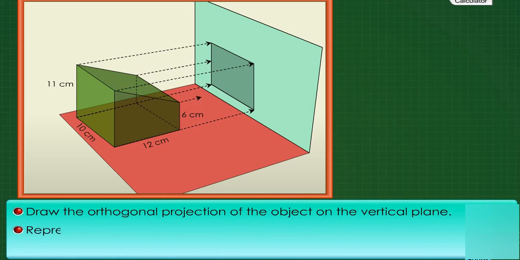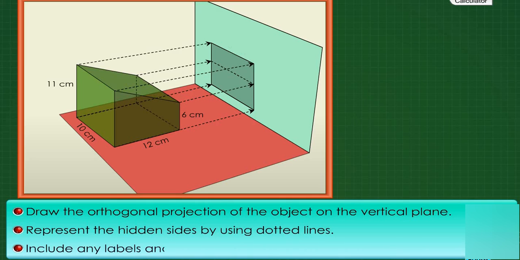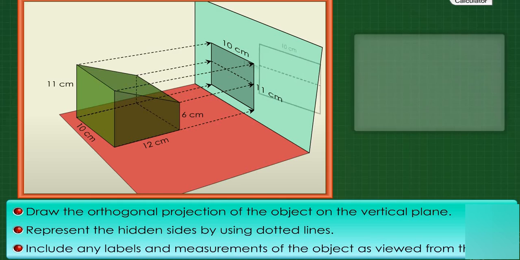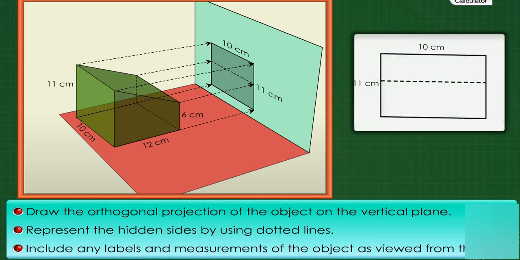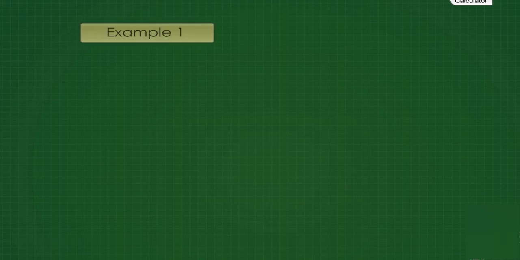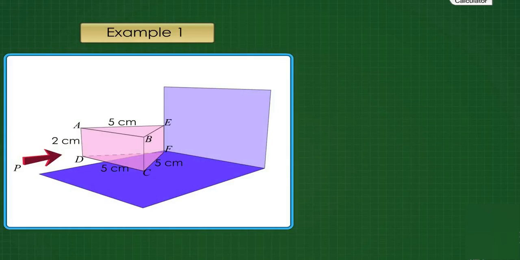We will still use dotted lines to represent hidden sides or edges. Remember also to include any given labels and measurements on the object. And thus, we have the front elevation of the object. Now, let's see some examples on how to draw the front elevation of a solid object.